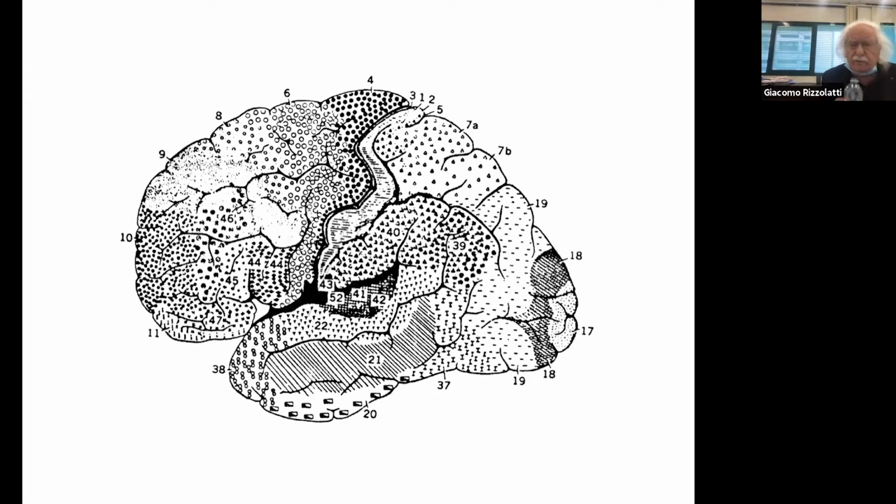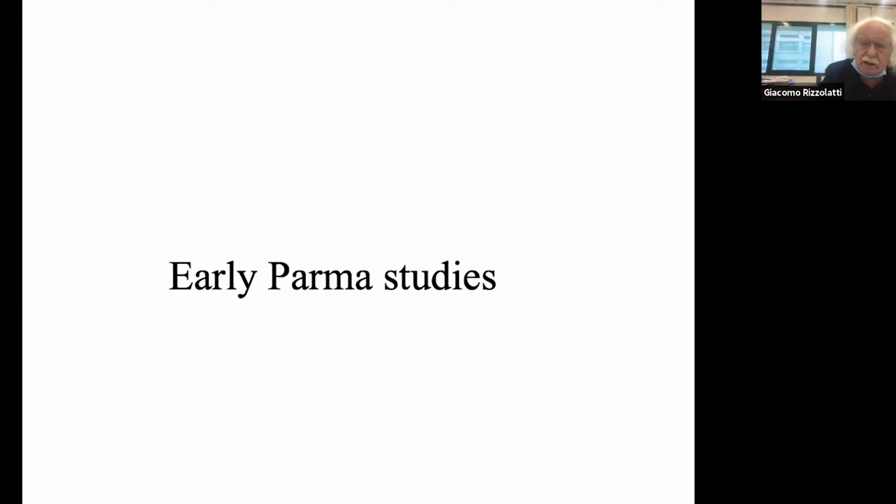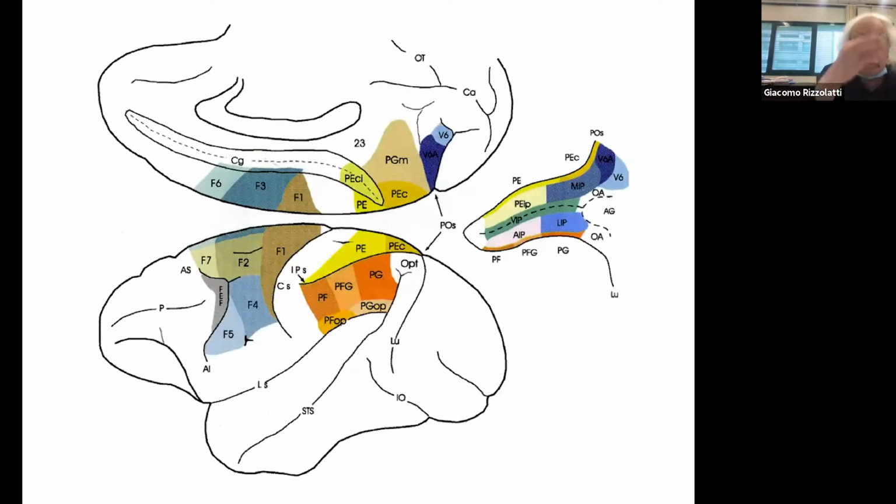So 4 and 6 are movement. However, other anatomists already in the 30s and the 40s were unsatisfied with this too simple classification. In the 1780s, many people start to look at this issue more deeply. And in Parma, especially thanks to Matelli and Rizzolatti, we proposed the following classification.